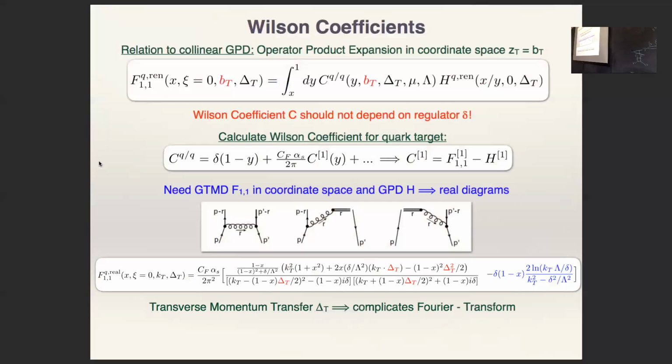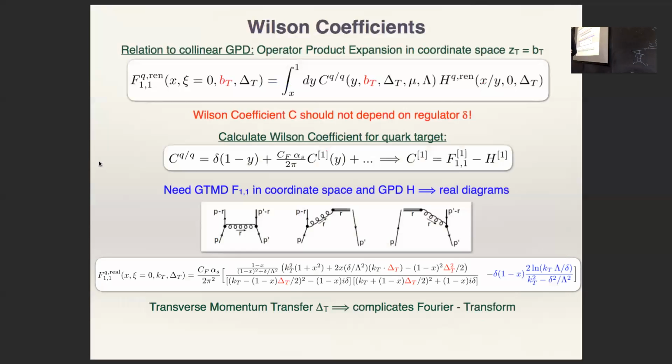And this is what appears, for example, for the GTMD f1,1, and you see that this is already quite a complicated expression. And this piece is actually the contribution from the soft factor. So the soft factor also introduces real diagrams. This is what appears here.